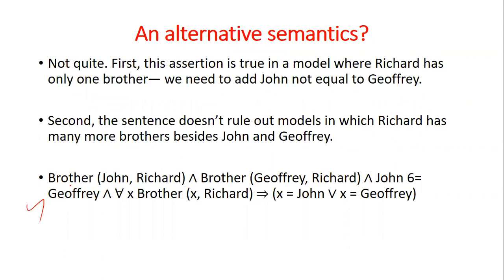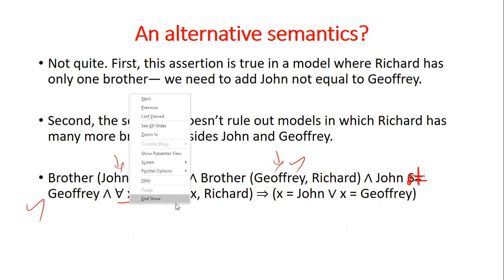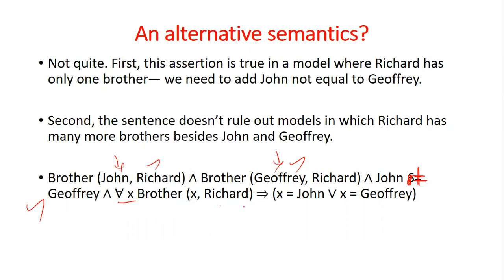The correct way of representation is brother of John, comma Richard, which means John is the brother of Richard, and brother of Geoffrey, comma Richard, which means Geoffrey is also brother of Richard, and John not equal to Geoffrey, which means that they both are not the same. John not equal to Geoffrey means John and Geoffrey are different persons. Okay. And another important thing we are adding: for all x, x is the brother of Richard implies x equal to John or x equal to Geoffrey.